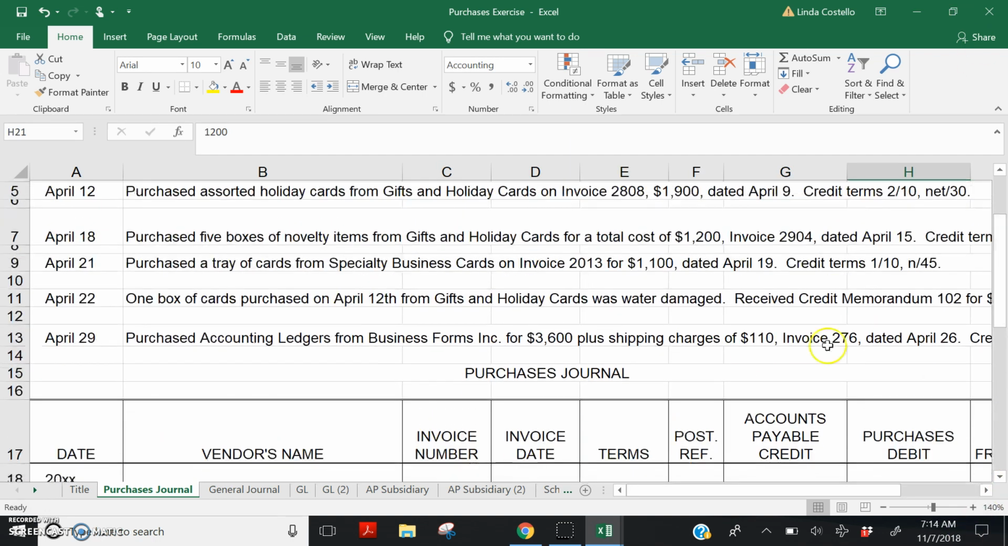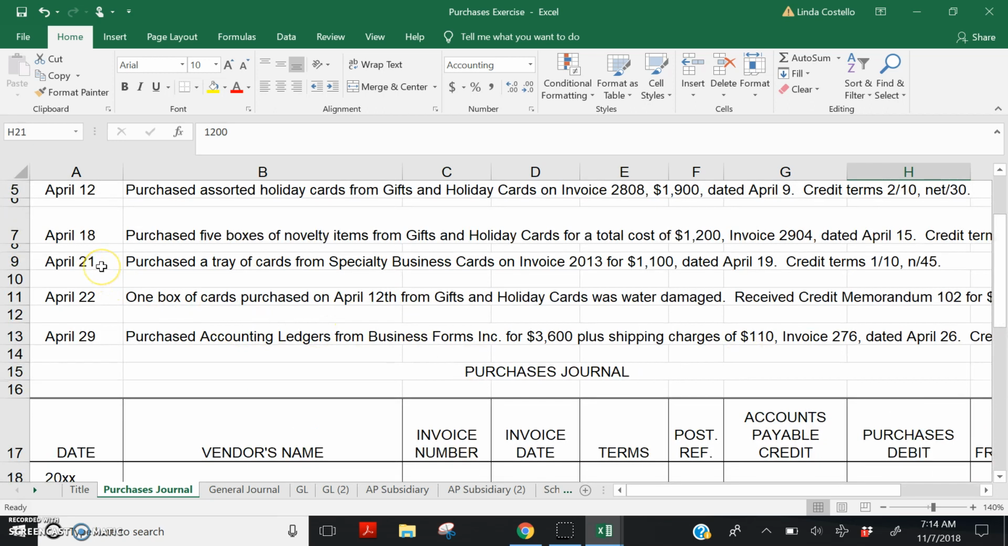On April 21st, we purchased a tray of cards from Specialty Business Cards on their invoice number 2013 for $1,100. Their invoice was dated April 19th. Credit terms are $110 net 45. This means that we get a 1% discount if we pay within 10 days. Otherwise, we have 45 days to pay the entire invoice amount.